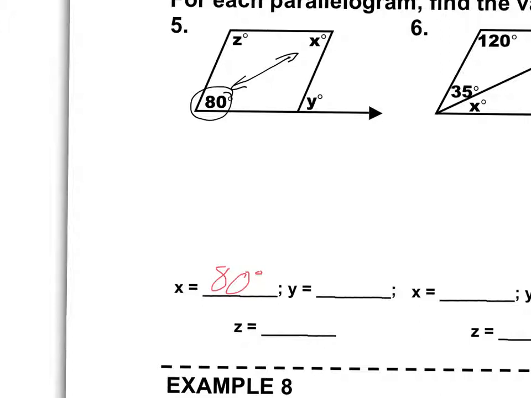How does this 80 relate to z? Well, they're consecutive angles, aren't they? If they're consecutive angles, I believe it tells us that consecutive angles are supplementary. So 80 plus z equals 180. So z would have to be 100.